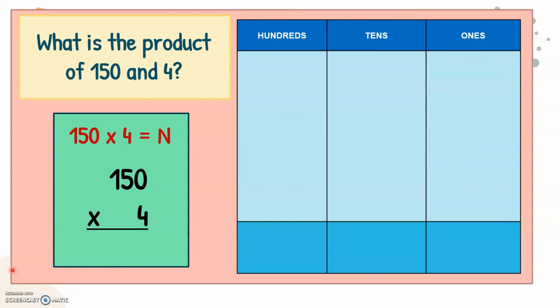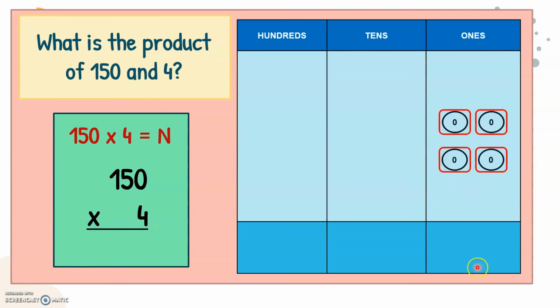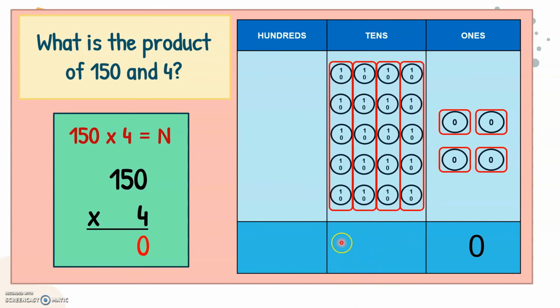Again, to solve this, we will use our place value chart and we'll start with the ones place value. 0 times 4 means 4 groups of 0. So the answer is 0. Next is tens place value. We have 5 times 4 means 4 groups of 5 tens. So let's count. 1, 2, 3, 4, 5, 6, 7, 8, 9, 10, 11, 12, 13, 14, 15, 16, 17, 18, 19, 20. So our answer is 20 tens.